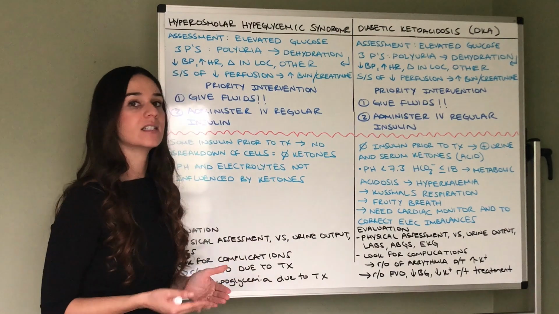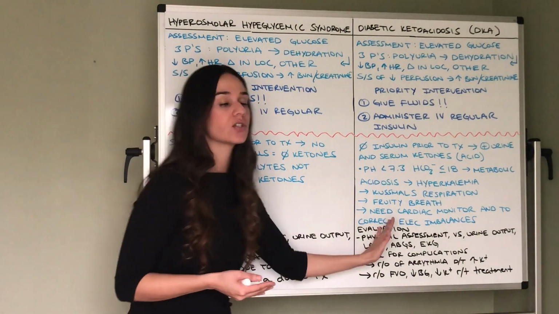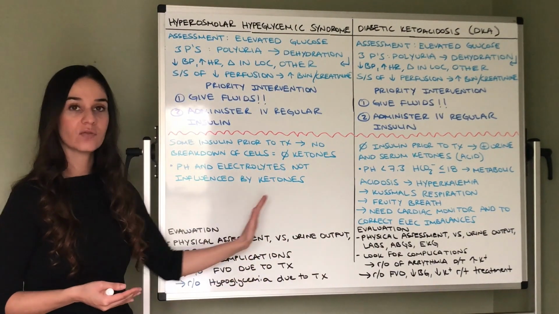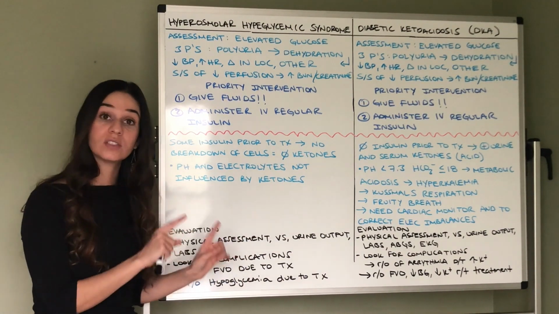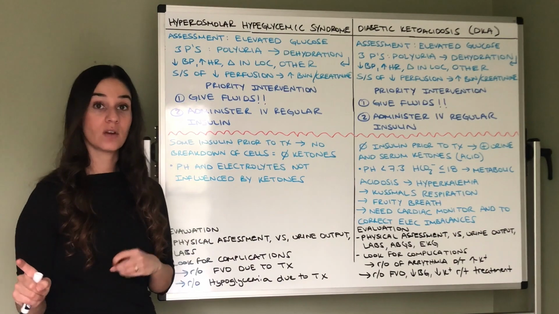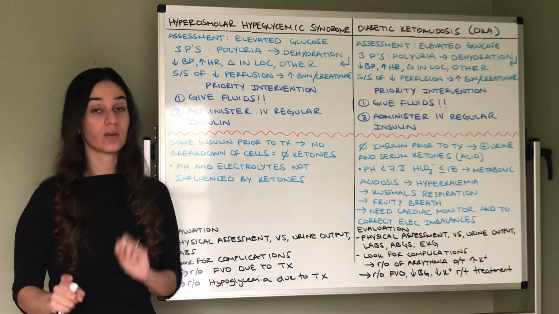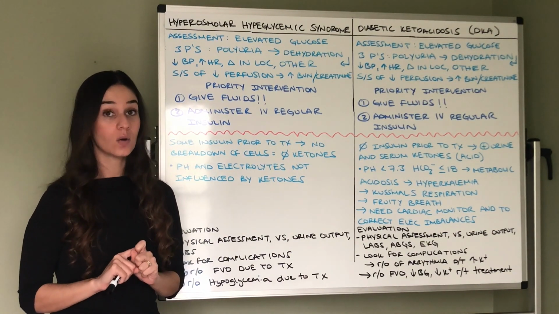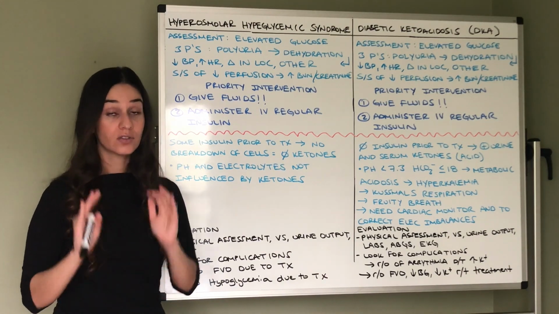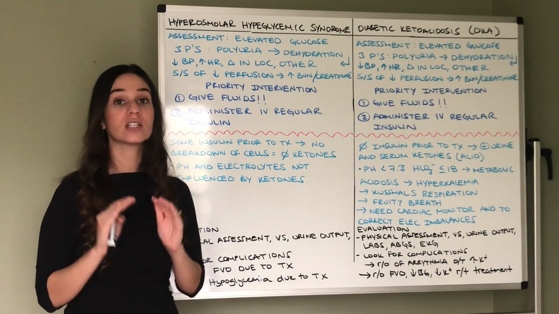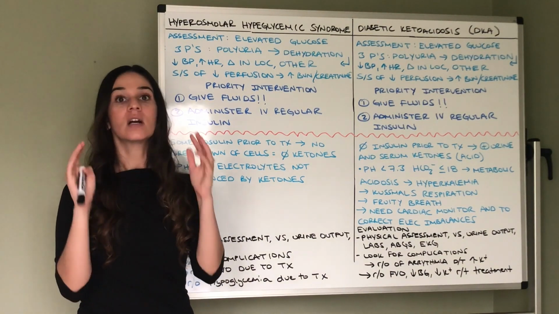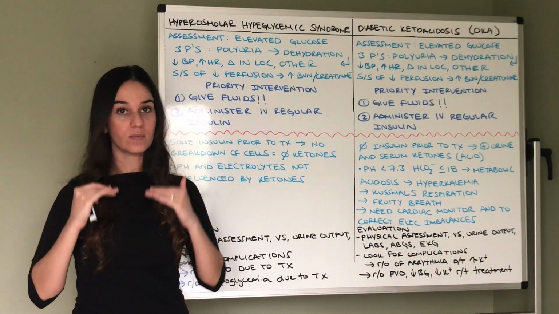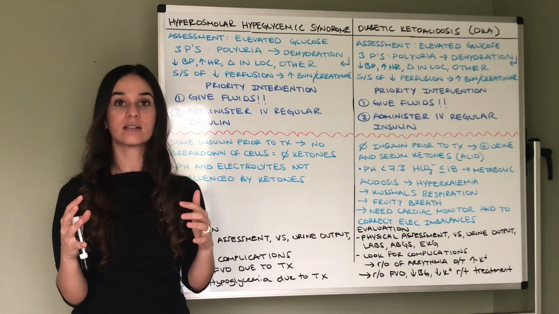And at the end of the day, whatever interventions you do, HHS versus DKA, you need to evaluate, did they work? And also, did your treatment cause additional problems? Remember, what is your priority for both? If you can do one thing and one thing only, they die from circulation. So your priority intervention is to replace volume. Give them isotonic fluids, okay? They have hyperglycemia, so we're administering IV regular insulin.